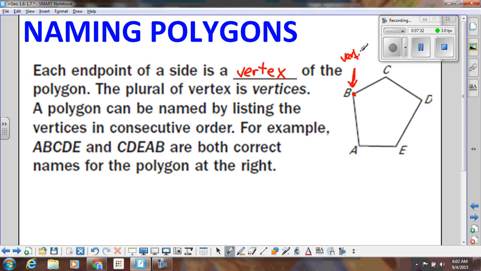Now, something that you might want to write down, though, is the plural of vertex is vertices. I got a few questions on our first test about that. So yeah, vertices just means more than one vertex.